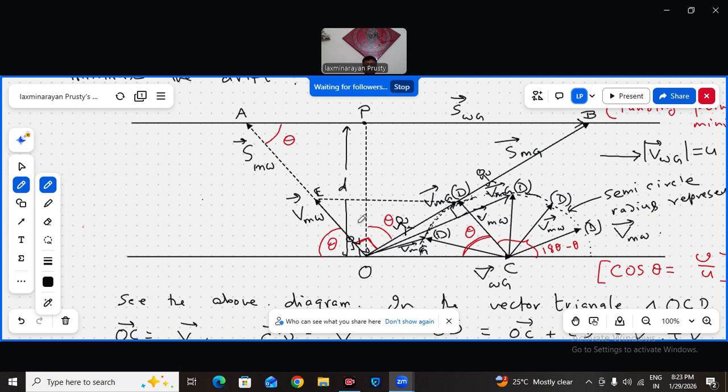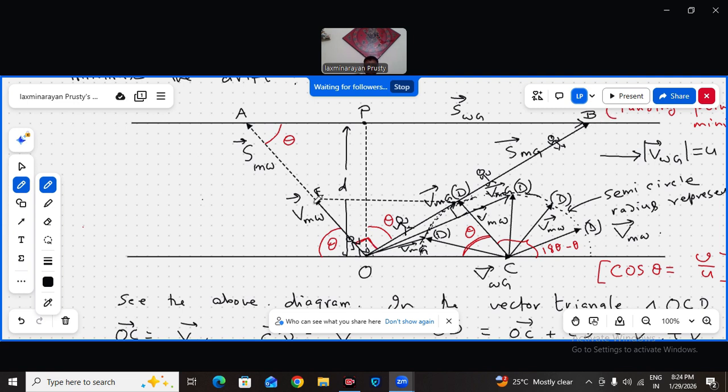He will be aiming along OA, and the body will be moving like this and landing at B. Understood this? So this is for the minimum drift. AB is the SWG, with respect to water. This is VSW. This OA will be VMW, AB will be SWG, and OB will be SMG.